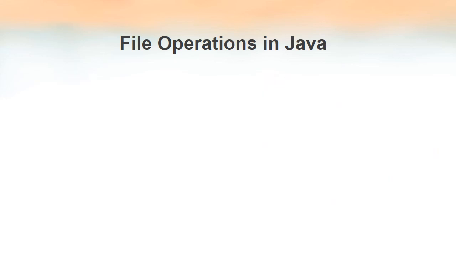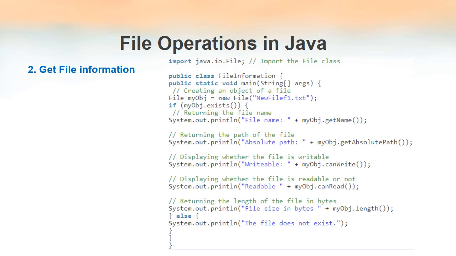The second file operation is to get the file information. File information includes the name of the file, the length of the file, whether the file is readable or not, whether we can write to the file or not, etc. So we'll see an example directly.